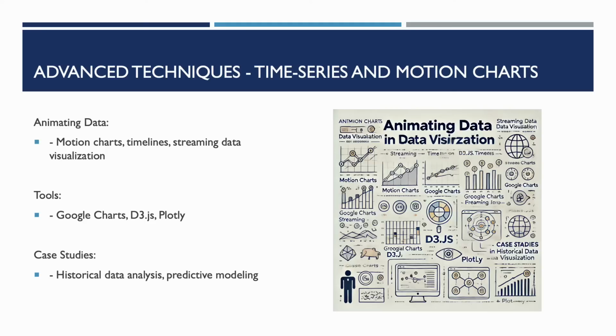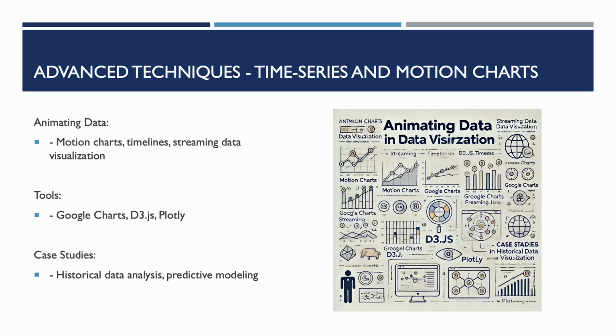Google Charts is a free and powerful tool from Google that allows you to create a variety of charts, including motion charts. D3.js is a JavaScript library that enables highly customizable, dynamic, and interactive data visualization, including animated time series and motion charts in your website or web application. And Plotly, as we already learned, is known for its ease of use and high quality visual output. You can also make animated charts here.